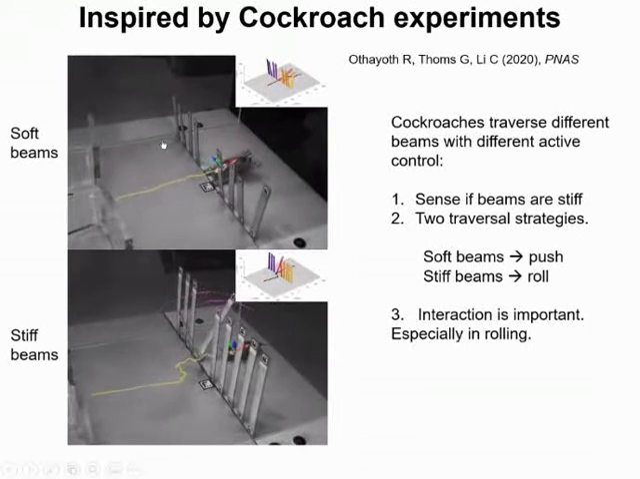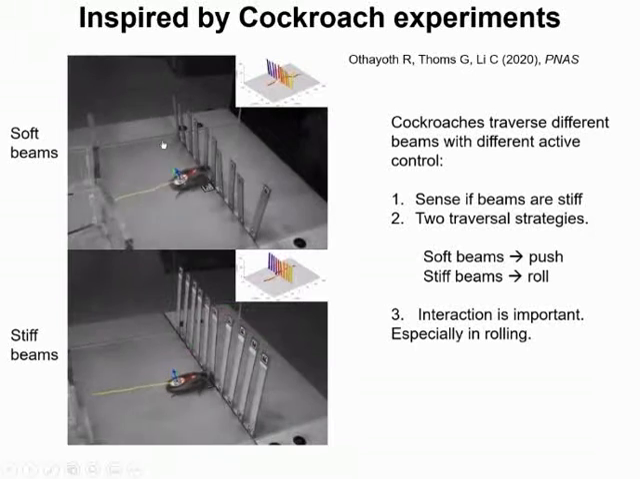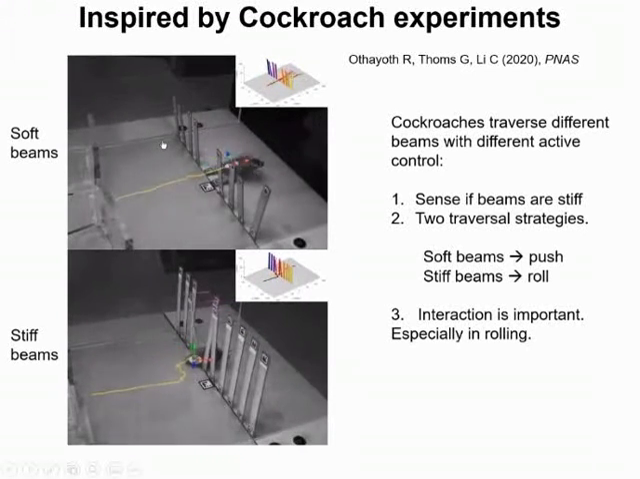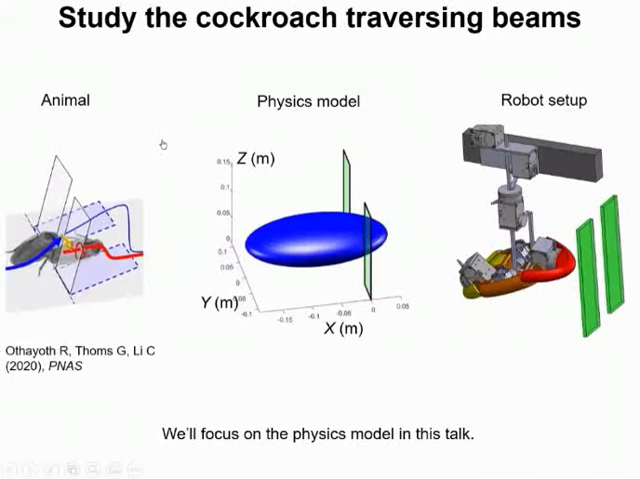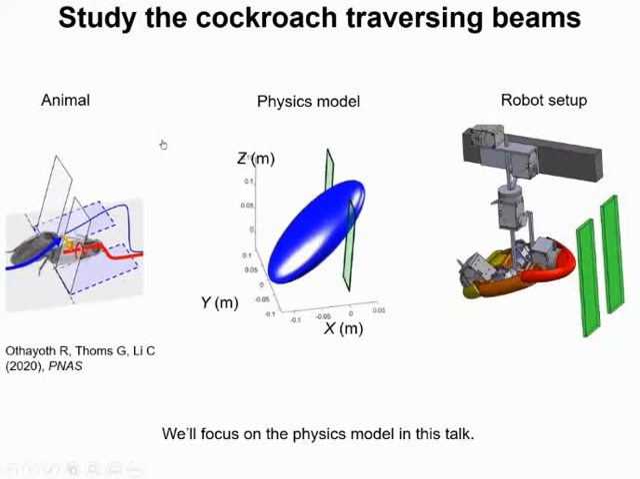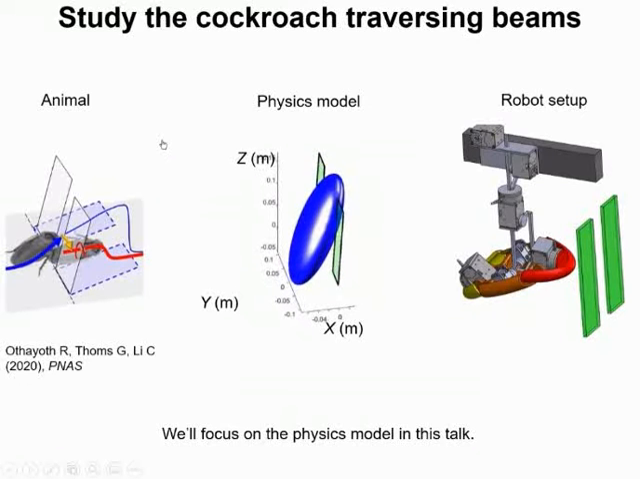The physical interaction with the beams is important in this process. First, it helps the cockroach to know the environment and choose a better traversal strategy. Second, when it rolls its body, the physical interaction with the beam helps it to roll. Inspired by cockroach traversal, we made a physical model and designed a robot setup to better understand the mechanism and leverage the physical interaction to traverse complex terrains. And I will focus on the physical model in this talk.